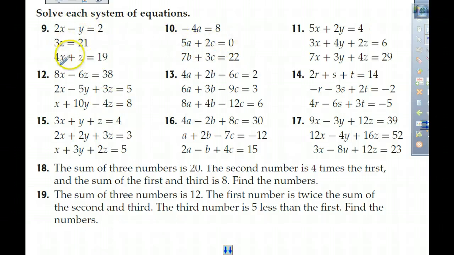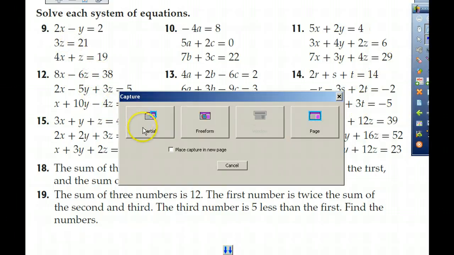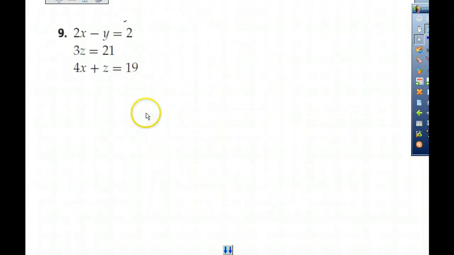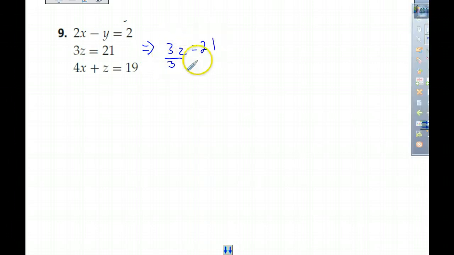Now 9 and 10 are a little more straightforward. You can probably logically simplify and solve them. So let's try number 9. Is there a problem, one of these, that you can solve quickly? 3z equals 21. Yeah, 3z equals 21. So you can probably take that. Right? And now you have z is equal to 7. First answer. Pretty straightforward.